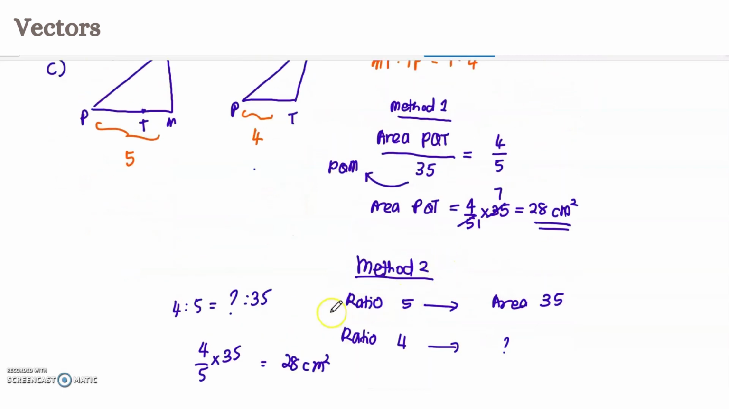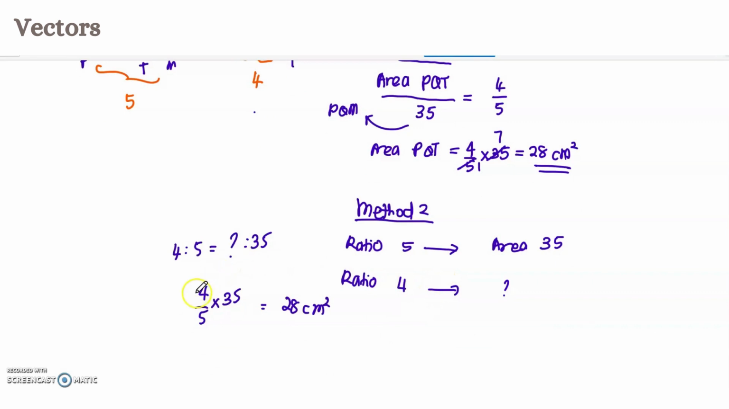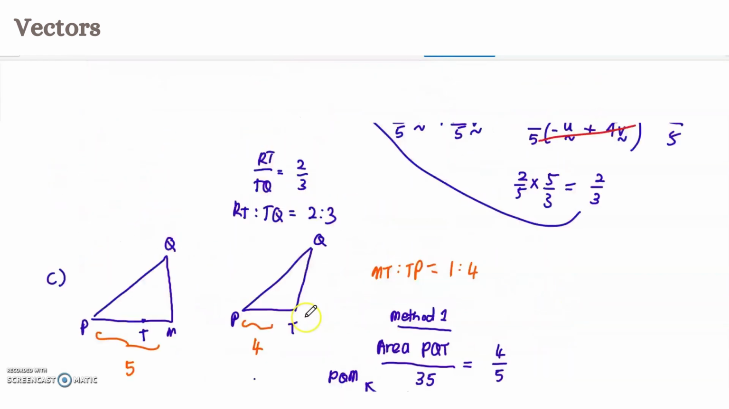We have another method, which is to use the comparison of the ratio and the area. This is how we solve it. Still the answer is 28 centimeter square. So that's all for question number 9.